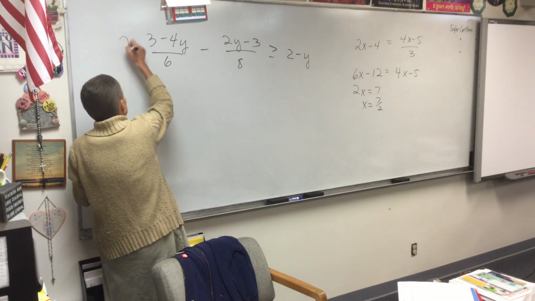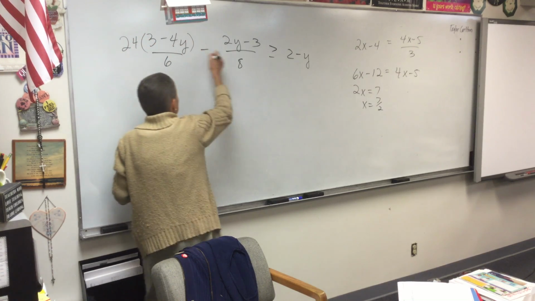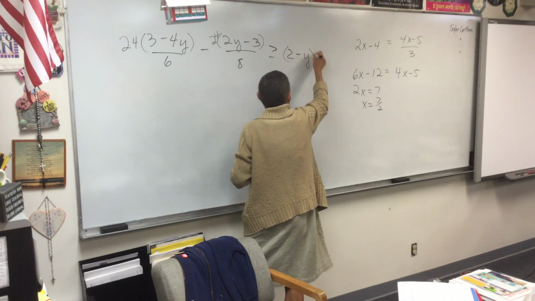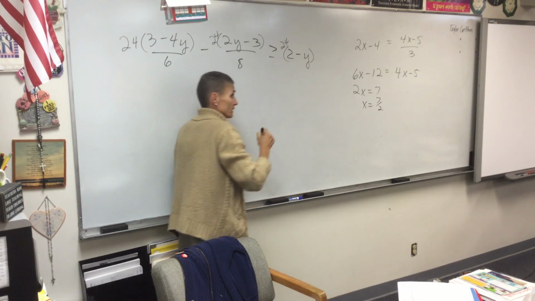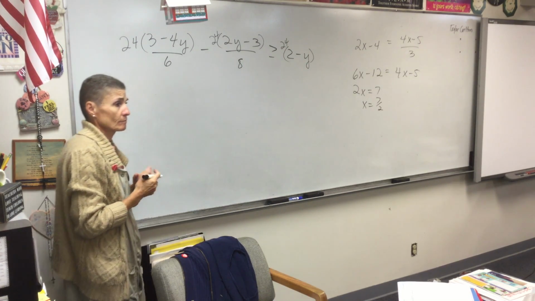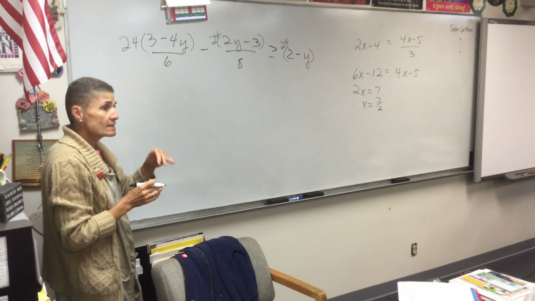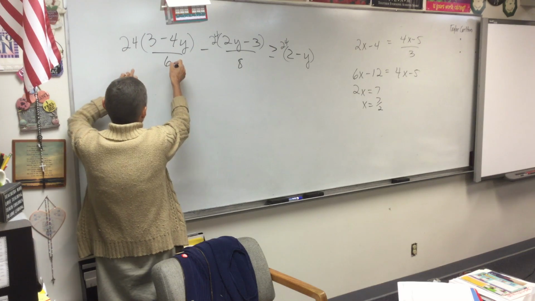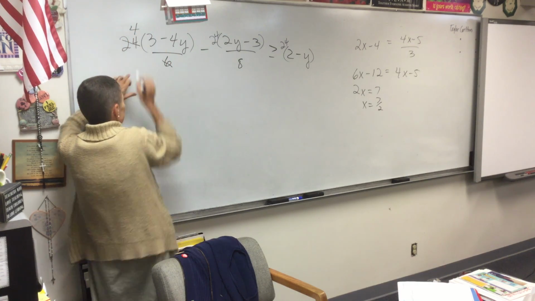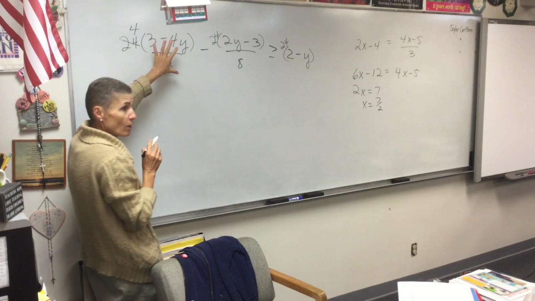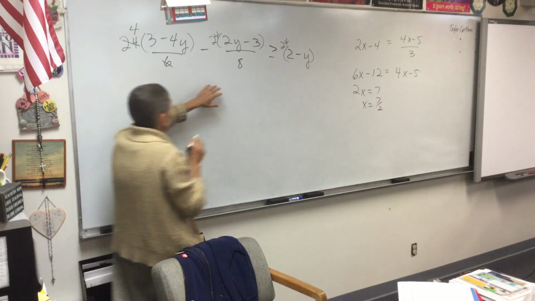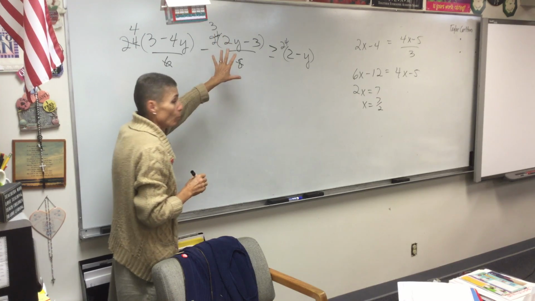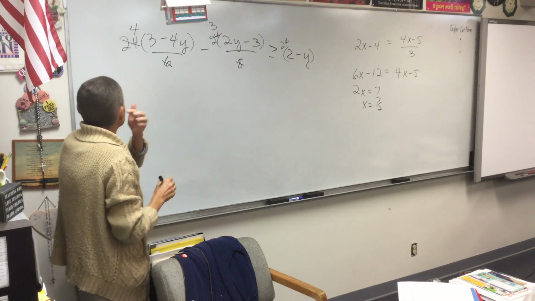24. So I'm going to multiply everything by 24. Perfectly legit. And the reason that you did that was because 24 over 6, that's going to cancel, right? And there's no more fraction here. 24 over 8, that's going to cancel. And there's no more fraction there.